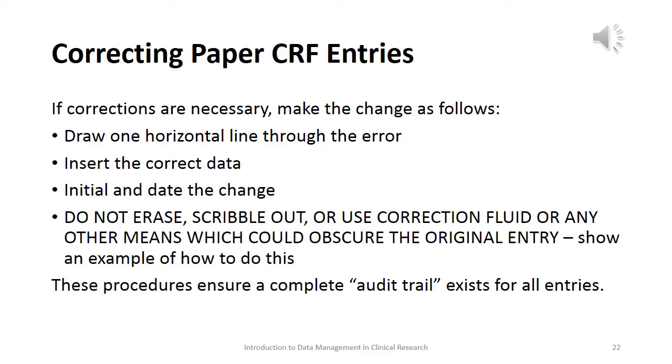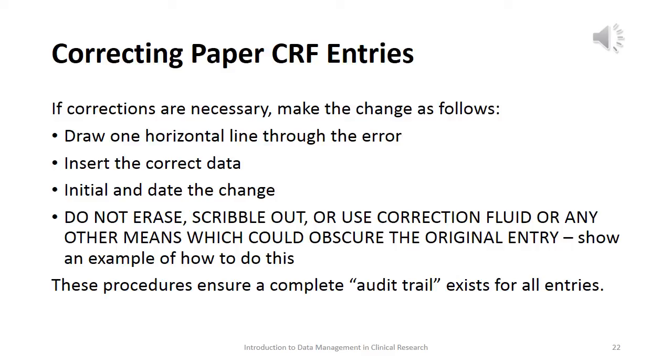So if we're correcting mistakes made to a paper CRF, we want to see if we can do the following items. We want to draw one horizontal line through the error, and then we're going to insert the correct data, and then we'll initial and date the change. That way everyone will know when that change was made and who made it.